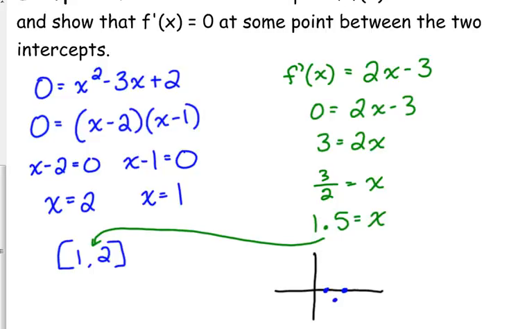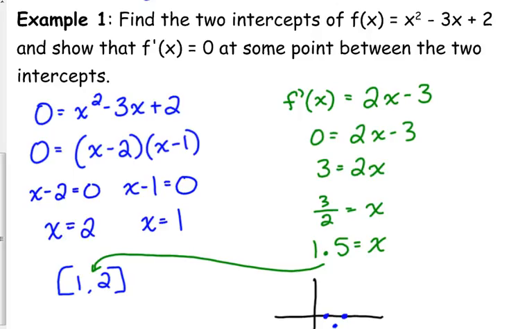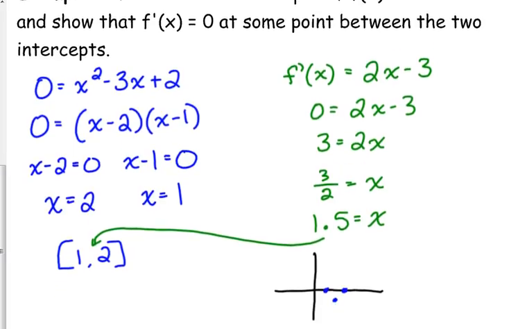a minimum at 1.5. I know that it's a minimum because of what I know about parabolas. It's x squared, so it's upward facing. And the y-intercept is positive 2. So it looks something like this. Now, that's not really the purpose of this exercise, but I did want to throw that little piece in there for you to realize kind of what these things can show you.